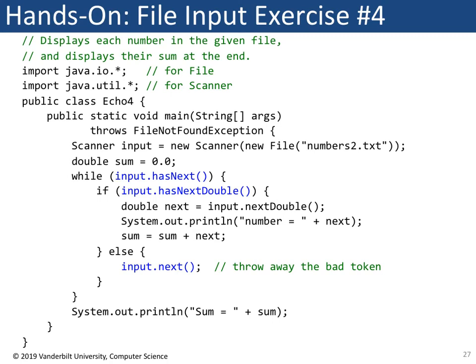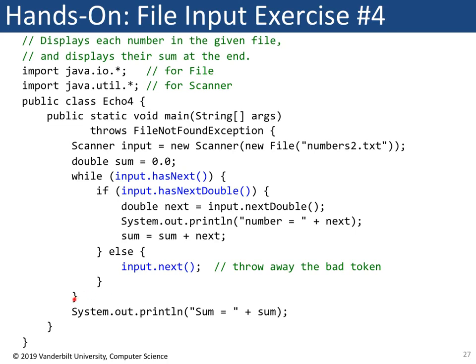However, if the next token is not a double, we will instead execute the statements in the else statement, in which case we are going to get the next token by calling input.next. But notice we're not going to store this value in a variable. So all this does is consume the next token. It just gets it out of our way. And it moves the input pointer in the input stream to the next token.